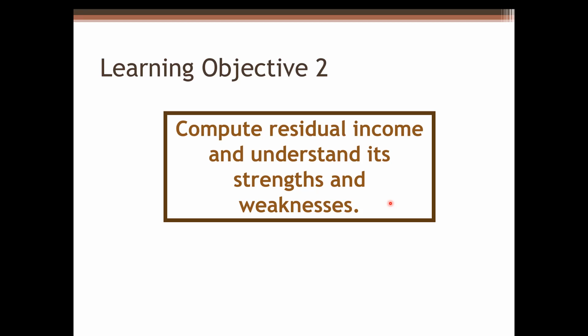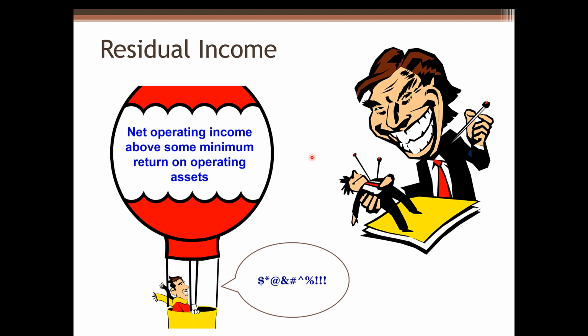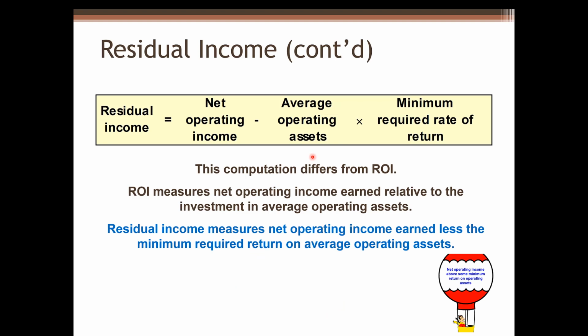Learning objective 2 is to compute residual income and understand its strengths and weaknesses. Residual income is the net operating income that the investment center earns above the minimum required return on its assets. This is the formula to calculate the residual income: net operating income minus average operating assets multiplied by the minimum required rate of return.